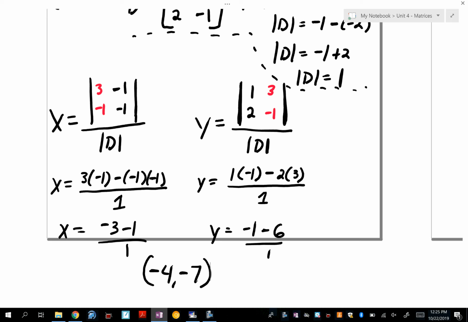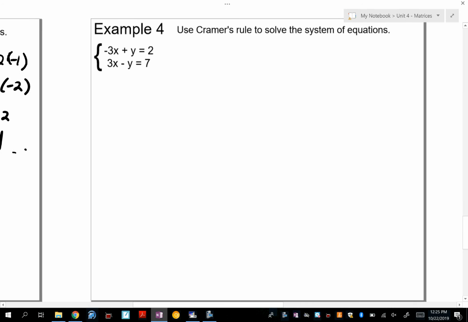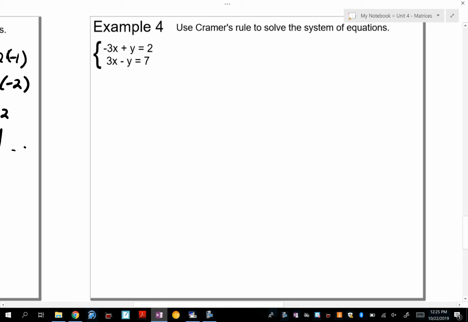What was the other one then? No solution, when they're parallel lines. You think that's coming back? Oh yeah, it's coming back. Let's try example 4. Here we go. Let's see if you can do the process again. All right, so we're going to do the same process.